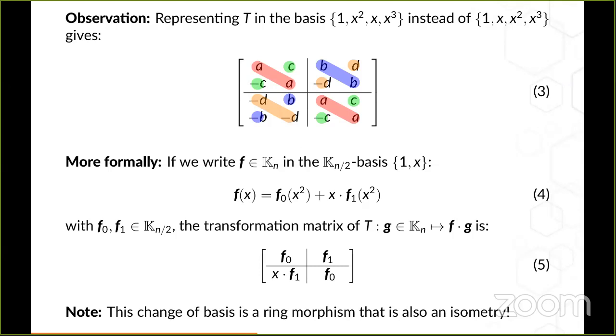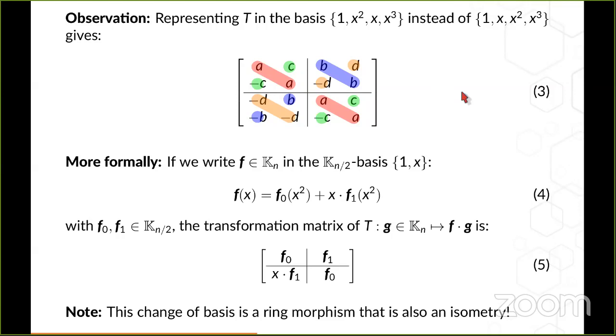So the first observation is that if we represent T, instead of taking the canonical basis, we'll take the canonical basis, but in a different order. So in the order 1, x squared, x, x cube. It will give us the transformation matrix in equation 3. And this is quite interesting because we get a matrix which is no longer circulant, but which is block circulant. And it is block circulant with smaller blocks.